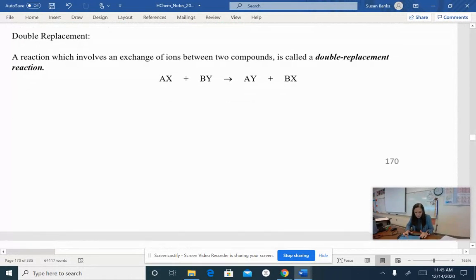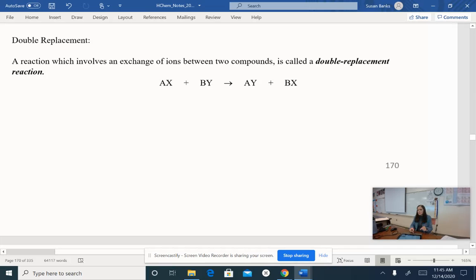Okay, double replacement. So if single replacement is one element switching places with another element, what do you think double replacement would be? Yeah, all the elements switch. So we have 2 switches going on. Everyone switches partners.